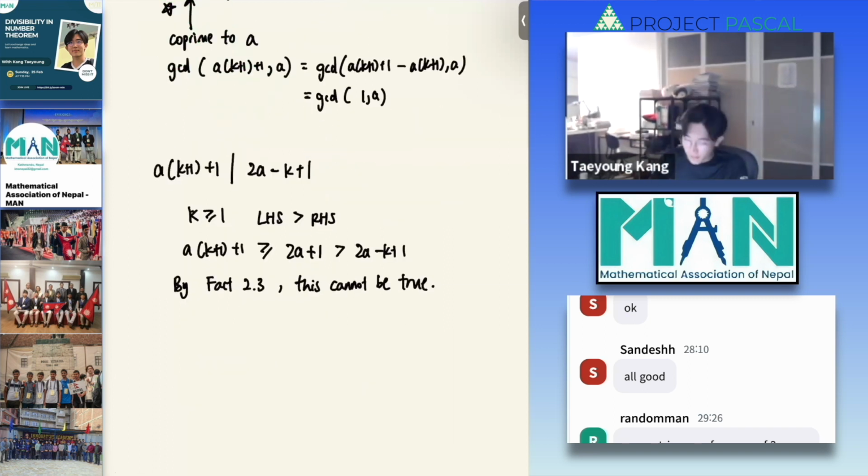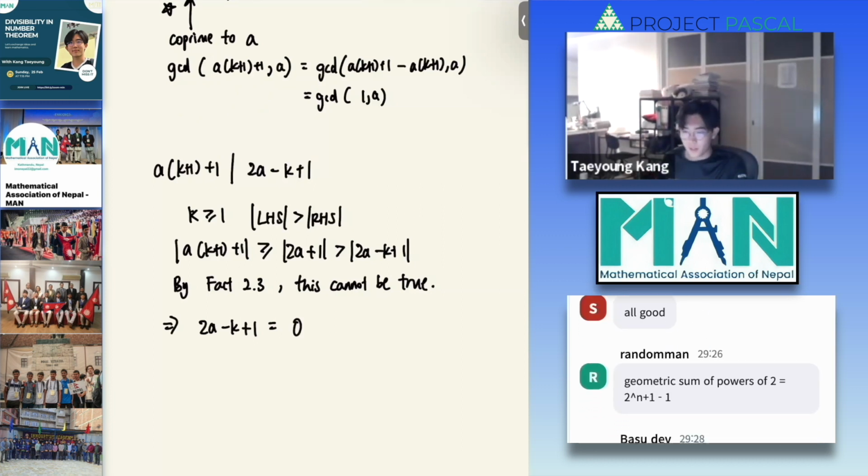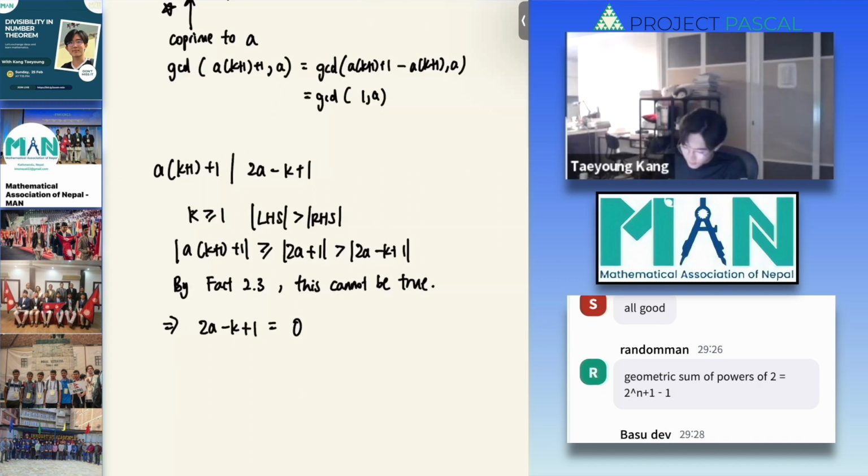Therefore, we must have that the right-hand side must be equal to 0. So 2a minus k plus 1 equals 0. This just gives us that k is equal to 2a plus 1. So b must be equal to a times 2a plus 1.